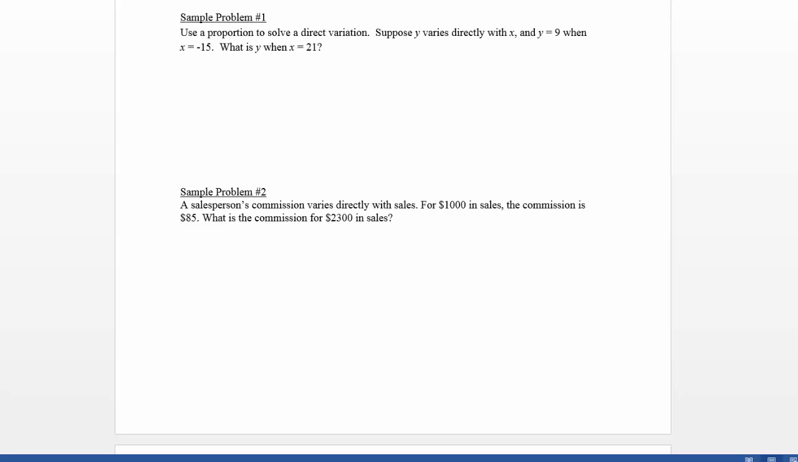Well, when y varies directly with x, we can basically say that y equals kx, or as we saw earlier, that k equals y over x. So if we already have a y value of 9 when x is equal to negative 15, we can create that 9 over negative 15. Now think of that as your scale factor, your constant of variation, your slope, whatever you want to call it. But the last part of this question asks, what is y when x equals 21? And this is where the proportion comes into play.